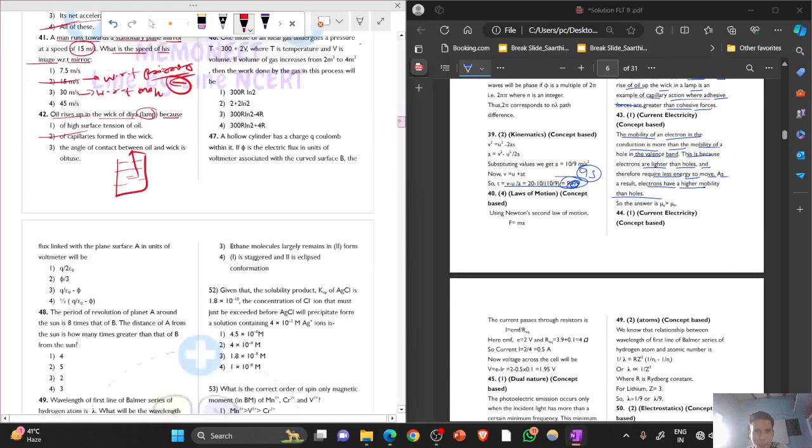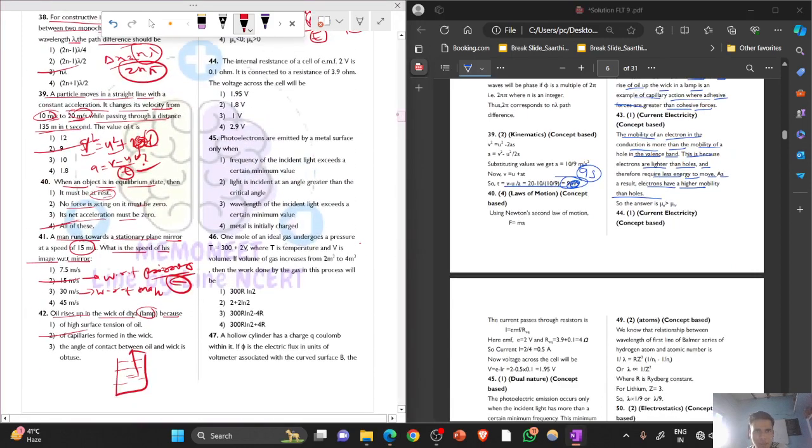Moving ahead. The internal resistance of a cell of EMF 2 volt is asked. You are given the E, you are given the small r. You know E equals V plus Ir. It is connected to a resistance, the capital R. The voltage V equals E minus Ir, and I you can put as E, the EMF, divided by R plus small r. By putting this, you calculate the I, and putting the value of I, you calculate the V.